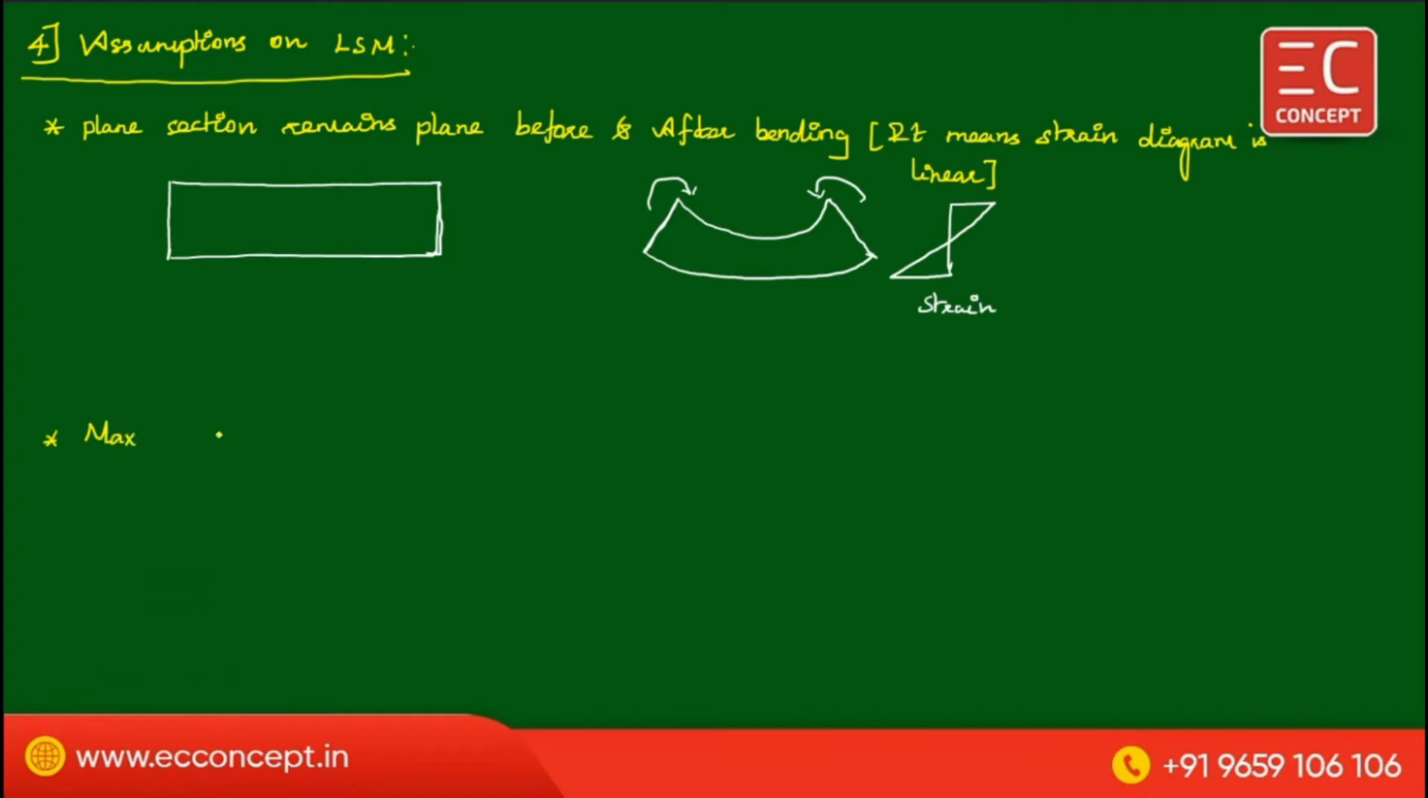And the second assumption is that the maximum compressive strain in concrete is limited to 0.0035. We are taking the ultimate compressive strain of concrete as 0.0035, not more than that. How are we getting this?